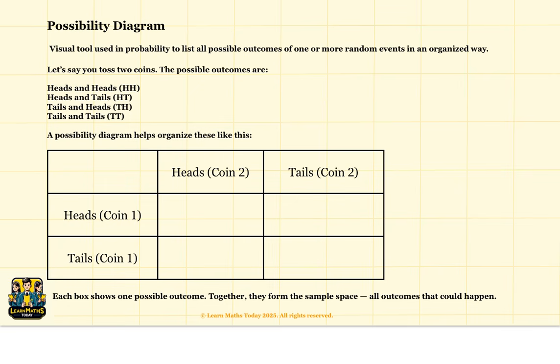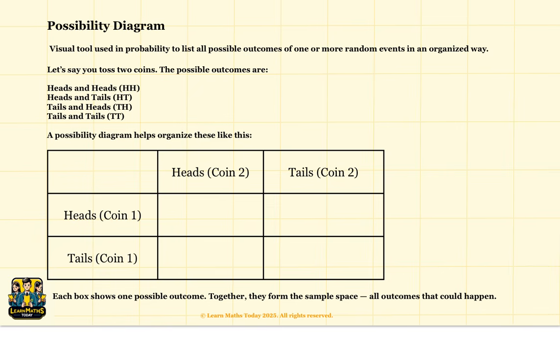We're going to learn about a very useful tool in probability called a possibility diagram. A possibility diagram is a visual tool used to list all the possible outcomes of one or more random events in an organized way. It helps us to see the sample space, which means that we can also see all the outcomes that could possibly happen.